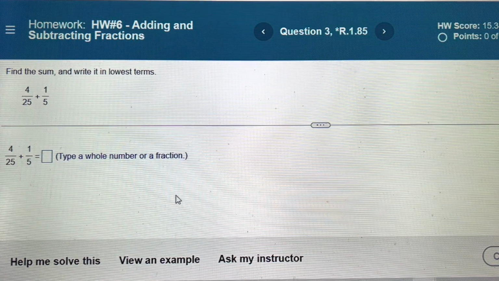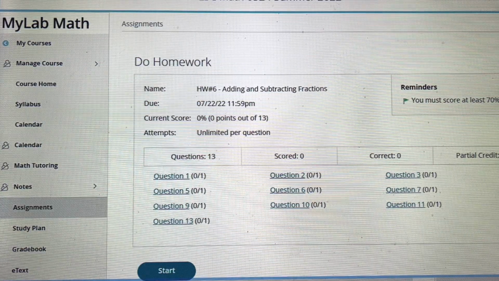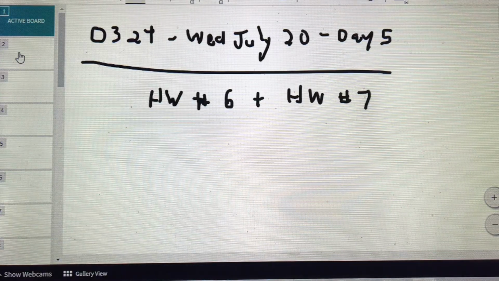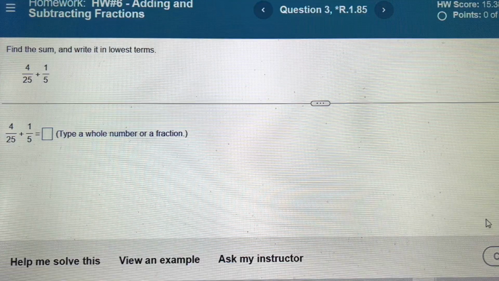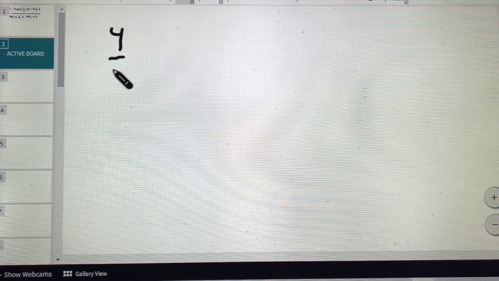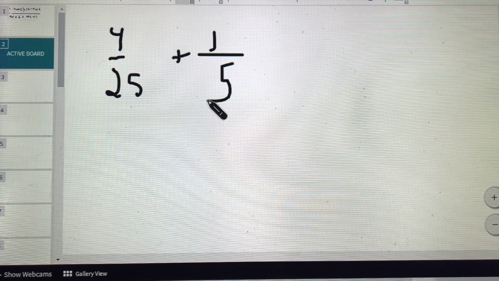Okay, here's the first one where we don't have a common denominator. One of them's 25, the other one's 5. So if you don't have a common denominator, here's what you have to do. Four over 25 plus 1 over 5. This is problem number 3.